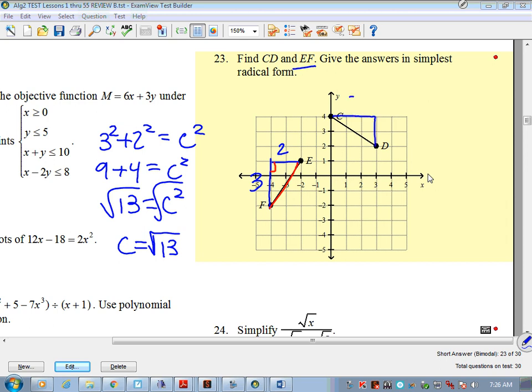I can do the same thing over here. That's going 3, 2. And because that's the exact same dimensions as the other one that I worked with, I don't need to do that work a second time. I just need to pretty much say that I'm working with the same dimensions, and that I should get radical 13 for both. Radical 13 for both on 23.